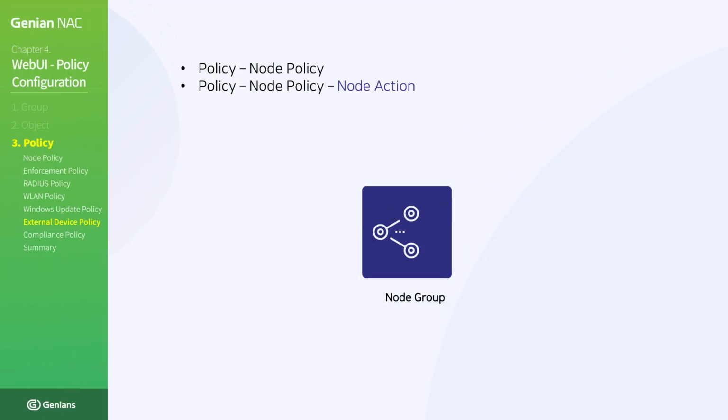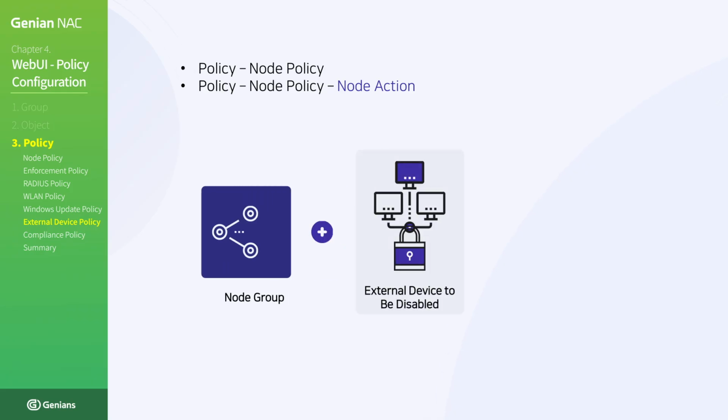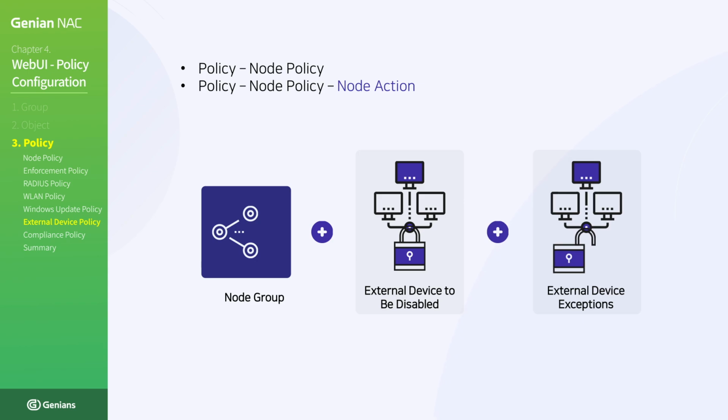The sixth policy we'll cover is the External Device policy. External Device policy assigns node groups to define the target devices and applies control by configuring blocked devices and exception devices. Blocked and exception devices can be selected from all devices listed in the Windows Device Manager.